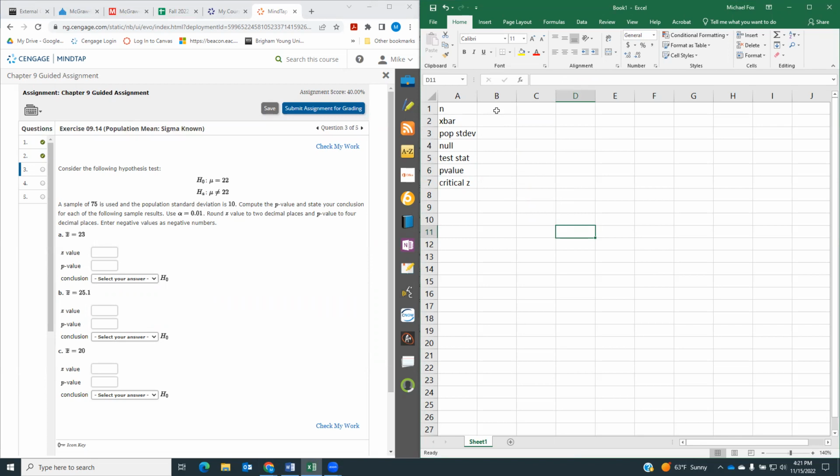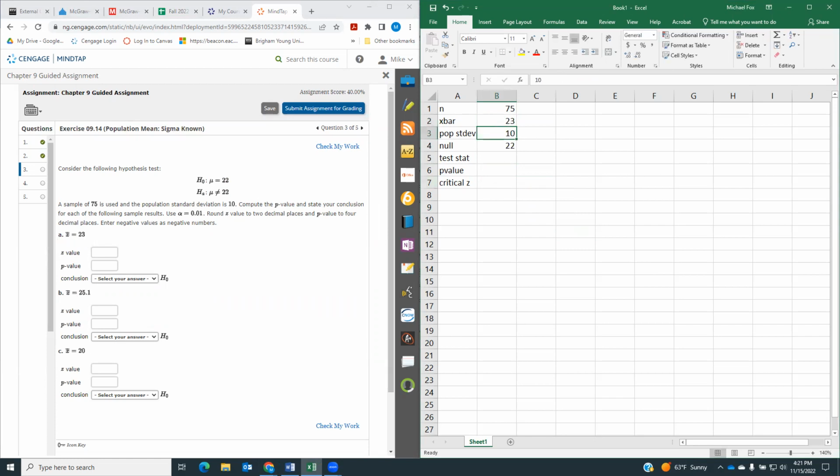So we know the sample is 75. We know the population standard deviation is 10. Looks like they're going to give us different X bars for each problem. So we'll get to that in a minute. The null, or the hypothesized mean, is 22. And then we'll have to calculate the test statistic, okay? So I'm going to start with this first one where our X bar is 23.